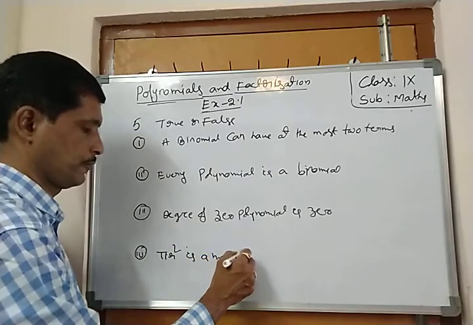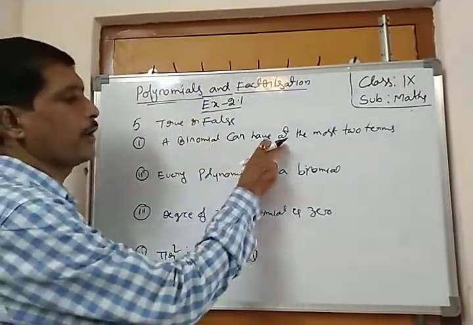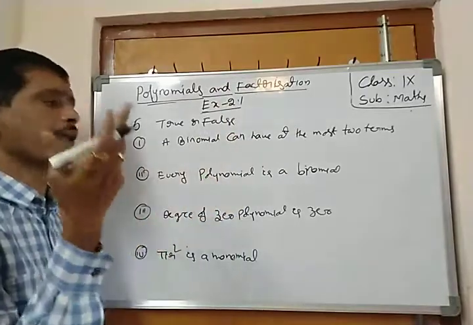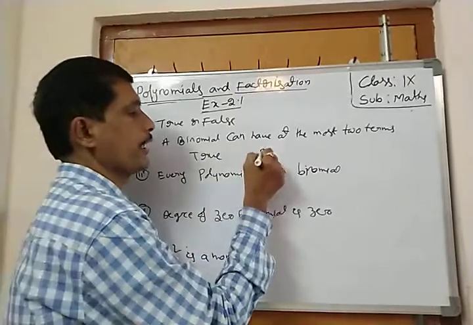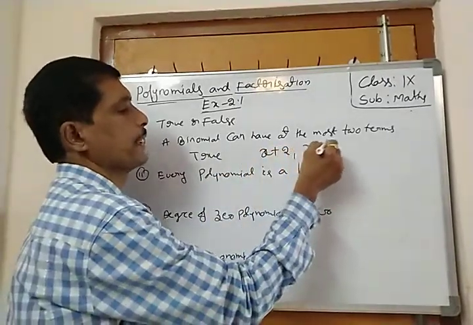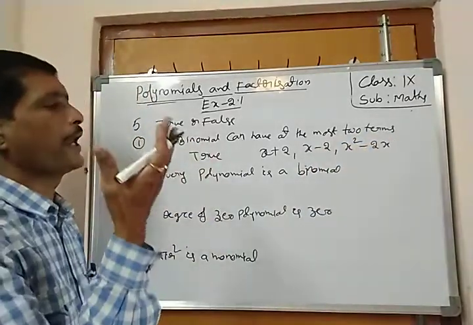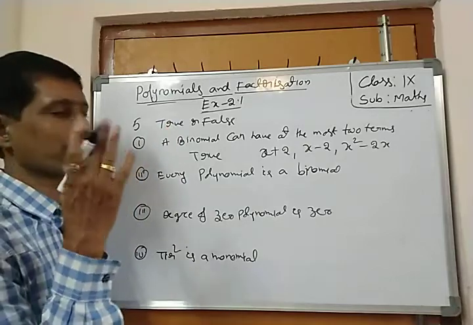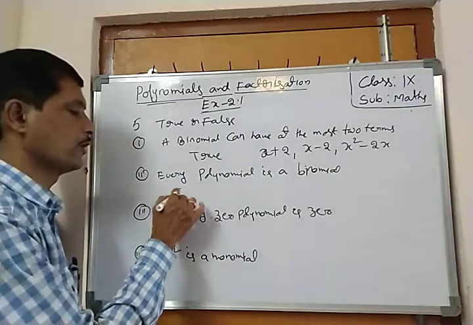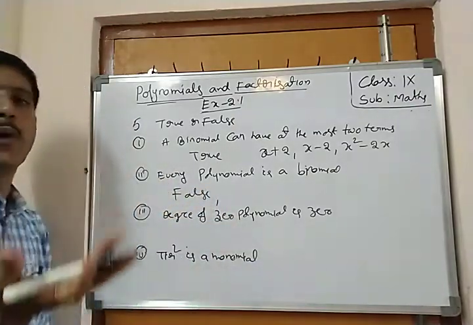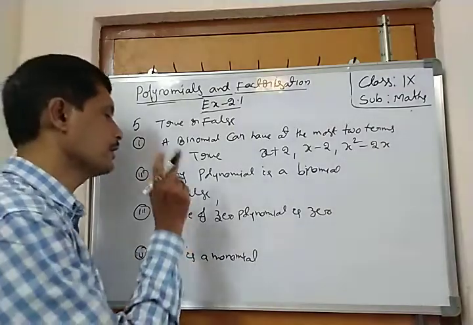Here, see, a binomial can have at most two terms only. Yes, that is true. A binomial has two terms only, for example x plus 2, or x minus 2, or x square minus 2x. Therefore a binomial can have at the most two terms. Every polynomial is a binomial, that is false. Why? Because it can be a monomial, trinomial, or multinomial. Therefore, that is false.